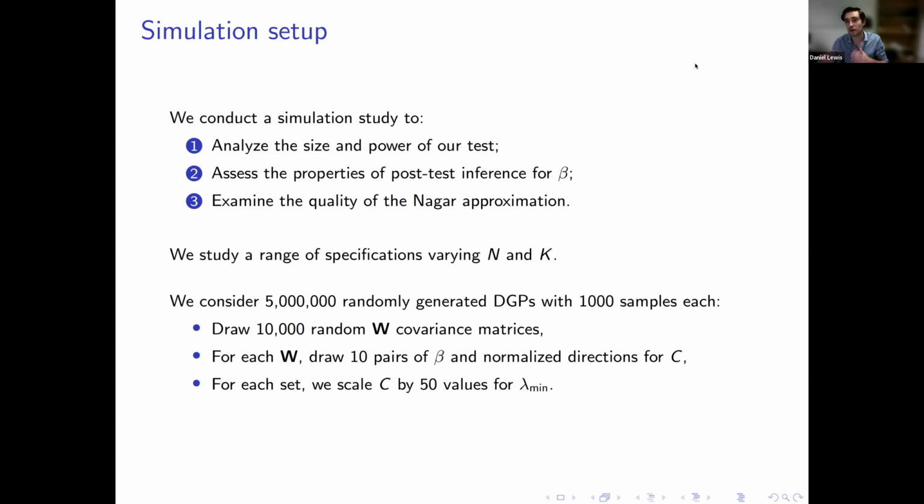To do this, we're going to look at a variety of different n and k in the paper. I'm going to focus just on n equals 2, k equals 4 for the purposes of this presentation. We're going to look at 5 million randomly generated DGPs, right? We want to be as exhaustive as possible here. And for each DGP, we're going to take 1,000 samples. Half of these 5 million DGPs are going to be drawn completely uniformly. Half of them are going to be drawn slightly more cleverly, in the neighborhood of the worst case, just to give the test a little bit of a harder time and make things a little bit more interesting.